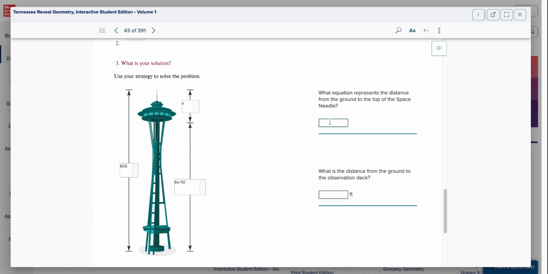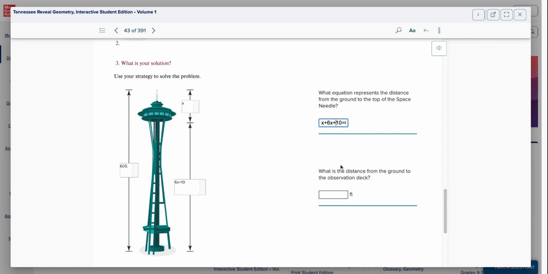So the equation they want, okay, segment addition postulate. You're going to take your observation deck length. You're going to add in your 6 times the observation plus 10 feet. And we know it's a total of 605 feet. Oh, that doesn't really give you the whole thing. I don't like that. I like to be able to see the whole thing, and you can't see the whole thing in this, which is not good.